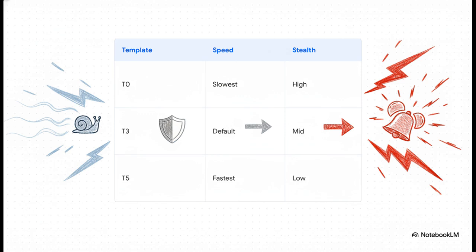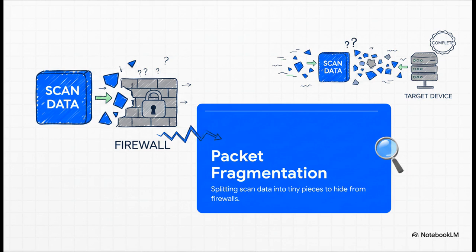If total evasion is your absolute top priority, you need packet fragmentation, executed with the -f flag. This advanced technique takes your standard scan data and literally chops it up into tiny fragmented pieces before sending it across the network. Because the data signature is broken up into these tiny fragments, the firewalls simply cannot read the full context of the packet. By the time the target device actually reassembles the pieces, the scan is already complete, right under their noses.